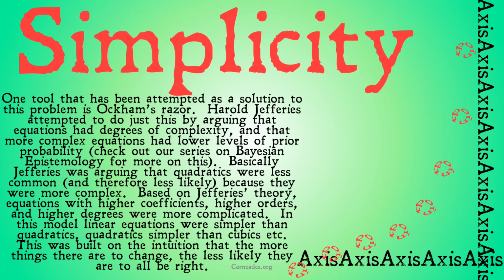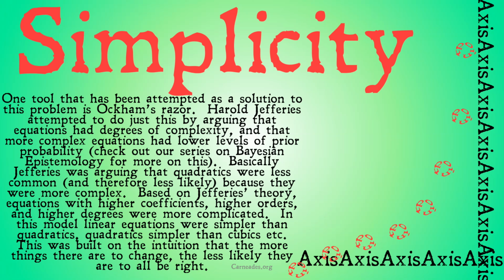So, one tool that has been attempted as a solution to this problem is Occam's razor. Harold Jeffreys attempted to do this by arguing that equations had different degrees of complexity, objectively, and that more complex equations had lower levels of prior probability. Check out our series on Bayesian epistemology for more on that. Basically, Jeffreys was arguing that quadratics were less common and therefore less likely because they were more complex, because they had more variables that could be wrong.